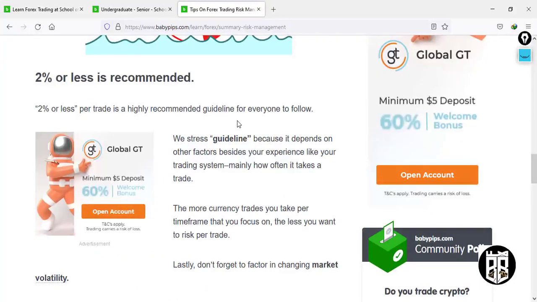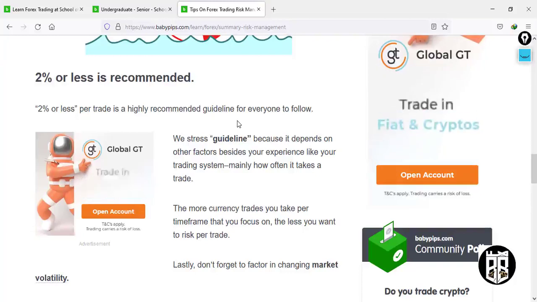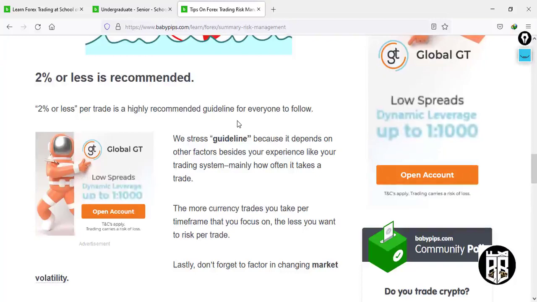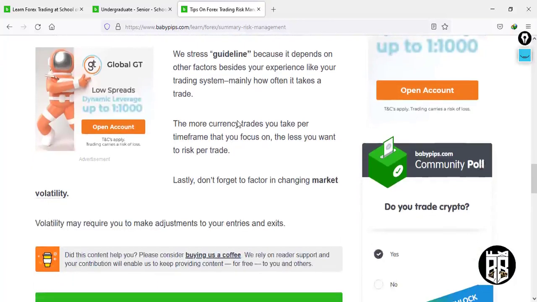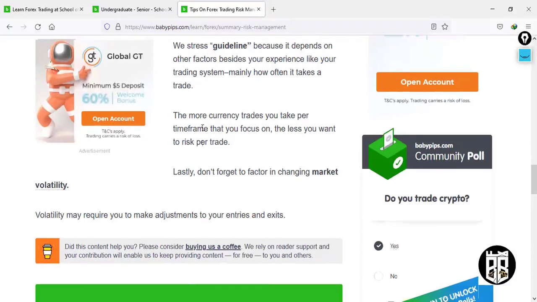I say guideline because it depends on other factors like your experience, your trading system, and how often it takes a trade. The more currency trades you take per time frame that you focus on, the less you want to risk per trade. So let's say you take 5 trades in one particular currency, risk less. Lastly, don't forget to factor your trading according to market volatility that is always changing.